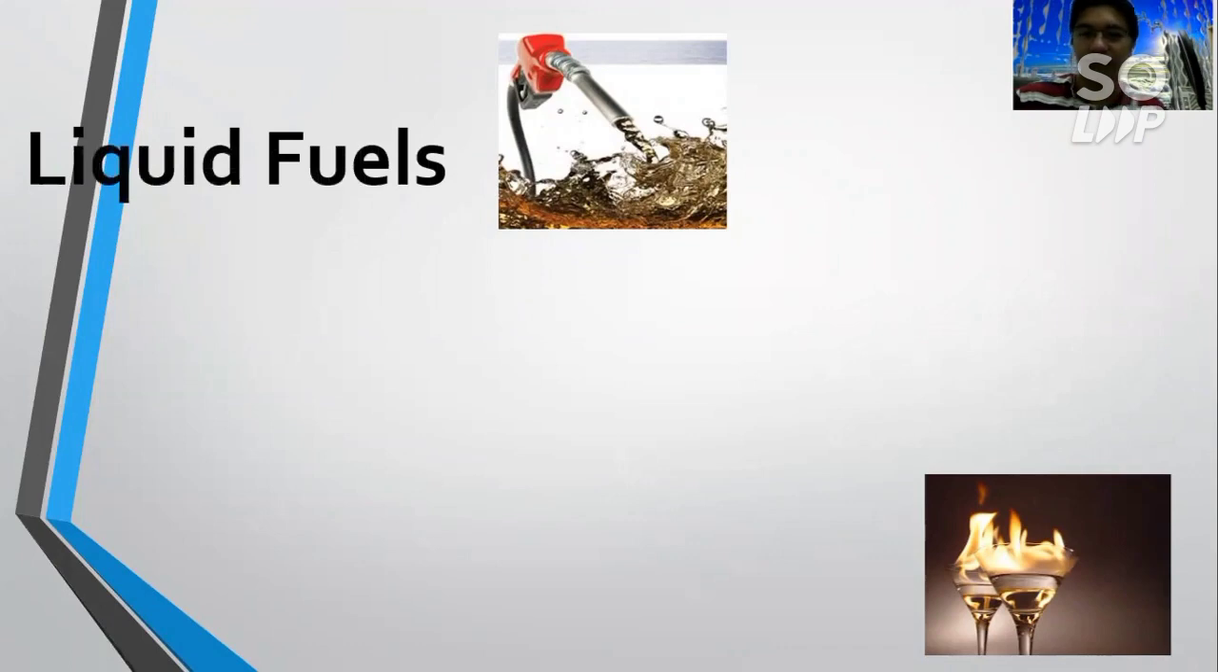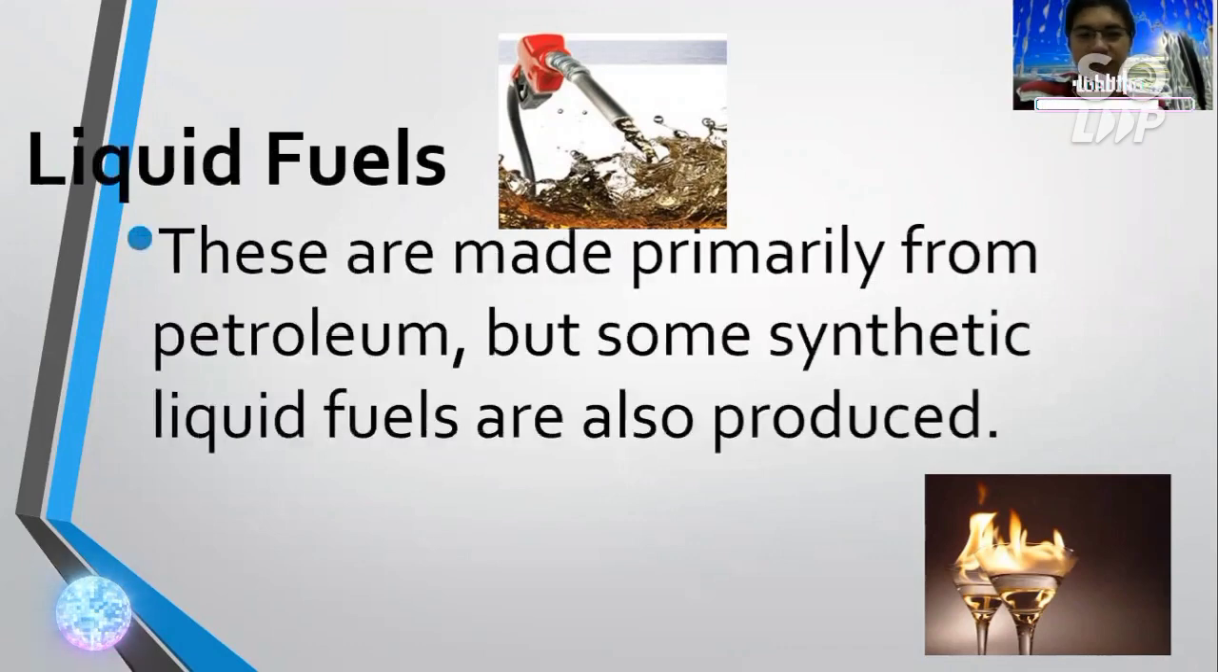So the next element is the liquid fuels. These are made primarily from petroleum, but some synthetic liquid fuels are also produced. In Alberta, Canada, plentiful bituminous sands are processed to yield oil. If you look at your notes, some motorists in the US use a similar fuel called gasohol. The alcohol in gasohol is often produced from such grains as corn and wheat.